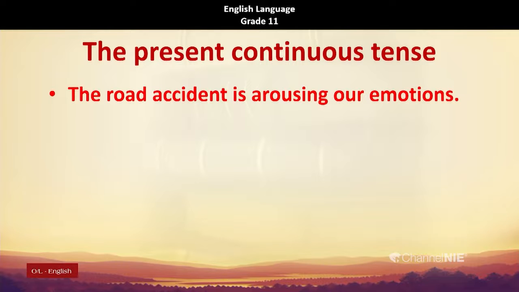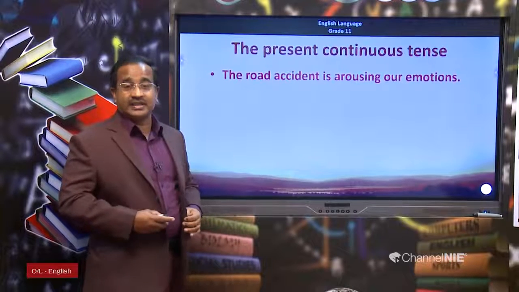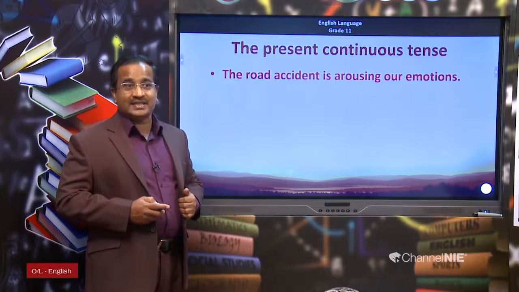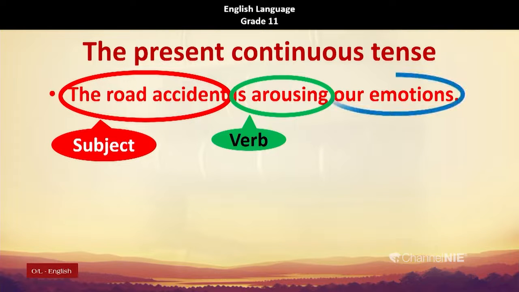The road accident is arousing our emotions. The road accident is arousing our emotions during the last few weeks. Of course, we heard various kinds of road accidents that arouse our emotions a lot, right? So, this sentence is based on one of those accidents that I had witnessed, and this is what I felt at that time. The road accident is arousing our emotions. Subject and verb and object. So, our emotions should be used as the subject of the passive voice sentence.